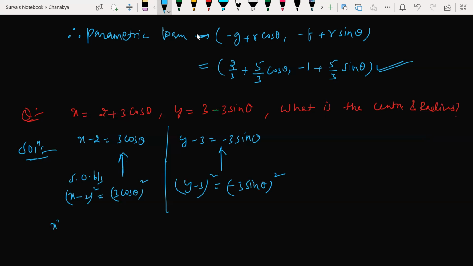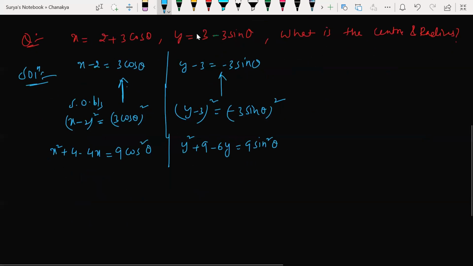Okay, so x square plus y square minus 4x is equal to 9 cos square theta, and a second equation, x square plus y square minus 6y is equal to 9 sine square theta. This is what I got. Let us consider this as the first and second equation. By looking at one and two, what idea must we apply here? Tell me.